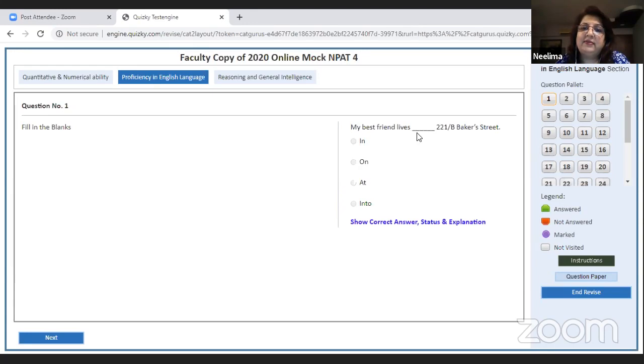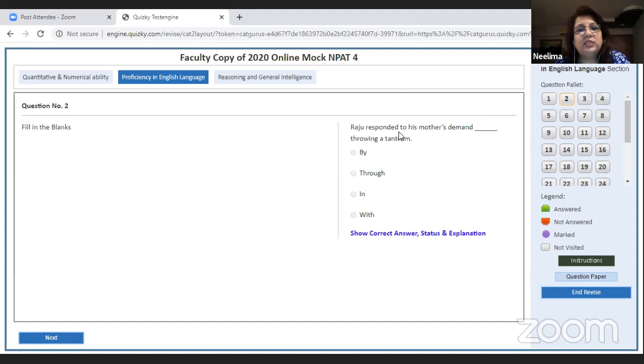So, my best friend lives dash 221/B Baker Street. The address is given. When you are given an address, that's a specific position, so you should be filling in the preposition 'at'. If you look at this one now: Raju responded to his mother's demand dash throwing a tantrum. So Raju is throwing a tantrum and responding to his mother's demand. So here it should be 'responded by throwing a tantrum'.